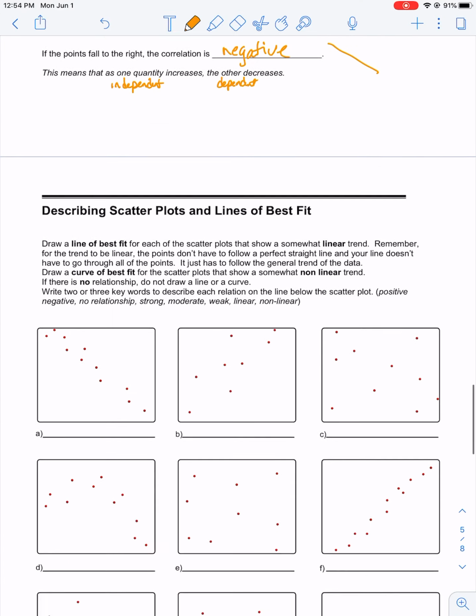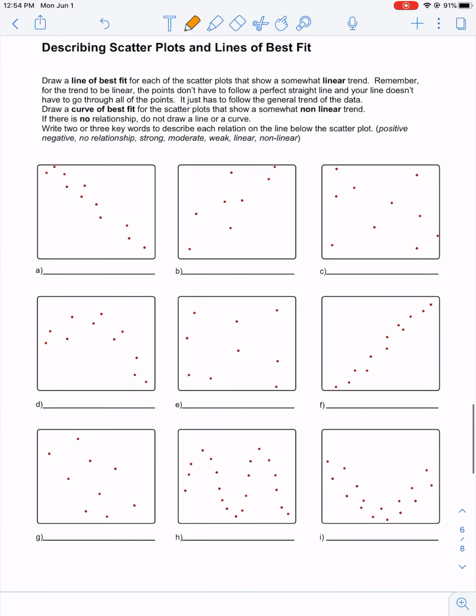If you haven't done this part already, what I would like you to do is stop the video and classify each of these using 2 or 3 keywords. You're going to use either positive or negative. Then you're going to say whether there's no relationship, strong, moderate, or weak. And then you're going to say whether it's linear or non-linear. So these two go together, these 4 go together, and then the positive and negative go together.